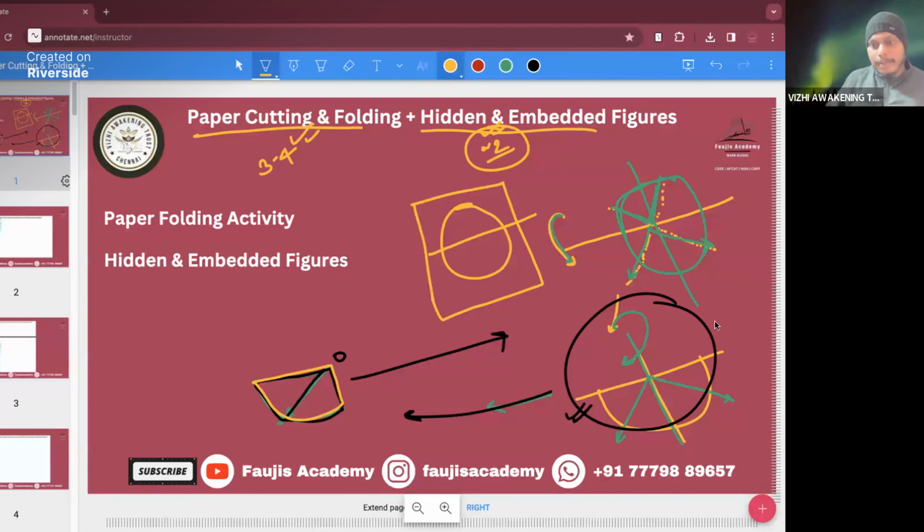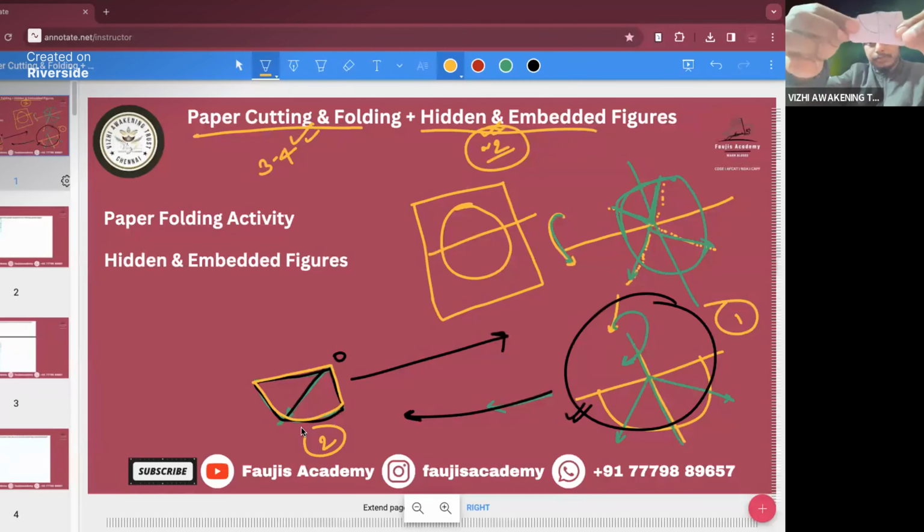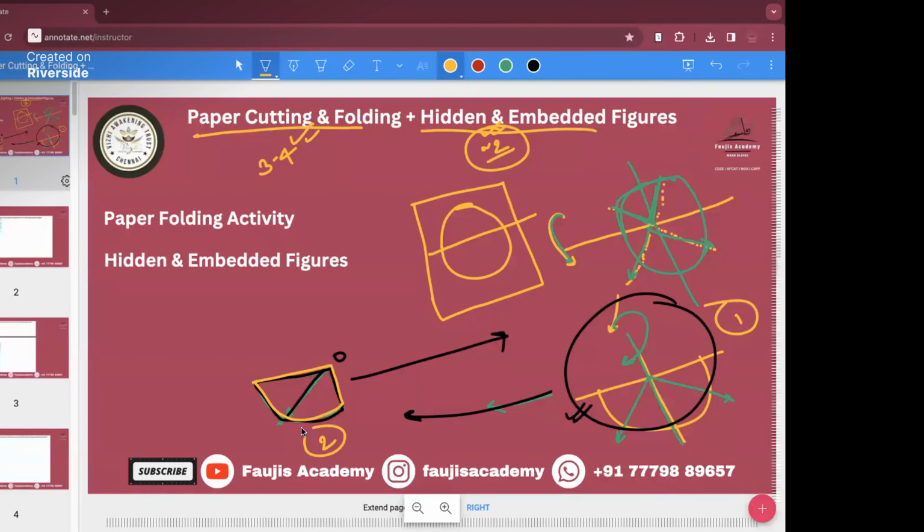This is your step 1. This is your step 2. Okay. Look at this paper. Let's fold it this way first. Is my paper visible to you, guys? Yes, sir. And then you will fold it like this.